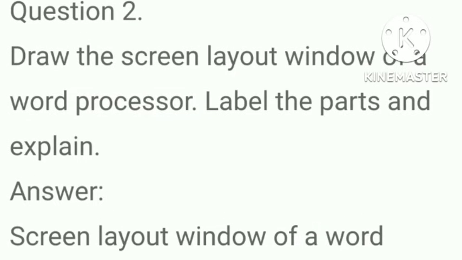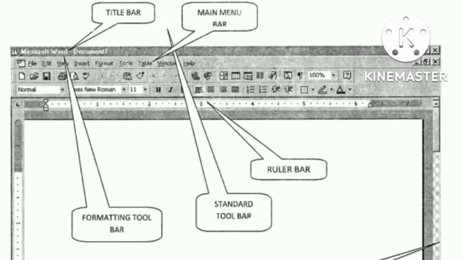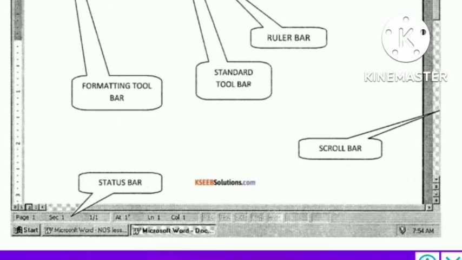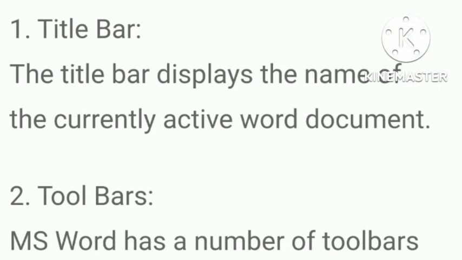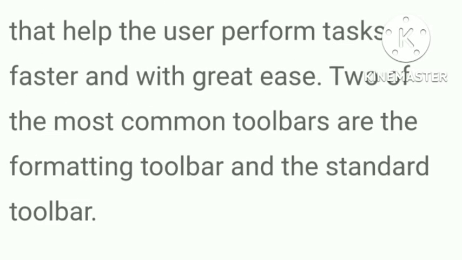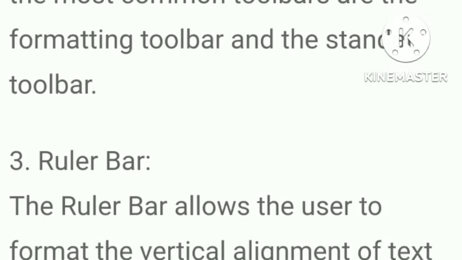Draw the screen layout window of a word processor. Label the parts and explain. Screen layout window of a word processor. Here it is, and these are all the parts. Title bar: The title bar displays the name of the currently active Word document. Tool bar: MS Word has a number of toolbars that help the user perform tasks faster with great ease. Two of the most common toolbars are the Formatting toolbar and the Standard toolbar.